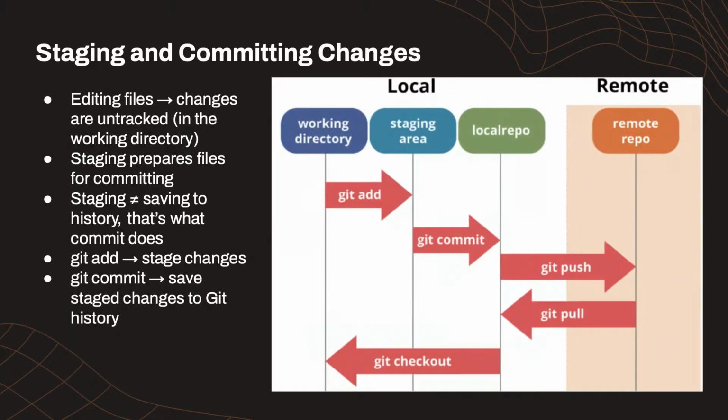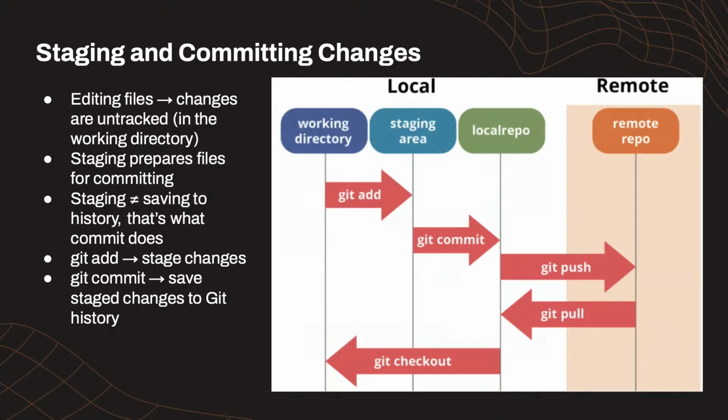So moving on, I guess the first stage of the Git lifecycle is staging and committing changes. So basically when you edit the files, all the changes are untracked. So it's just on your local directory, and it just sits there. So staging involves preparing the files to be committed. And it's quite important to know that staging is not the same as saving the history. And that's in fact what the git commit does.